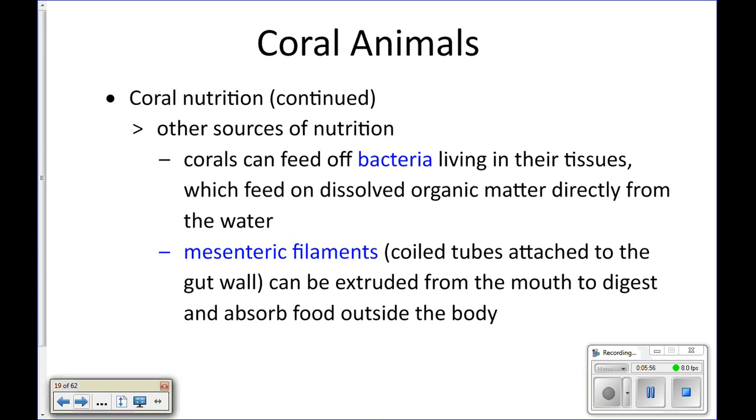Okay. They also have these things called mesenteric filaments. Those are coiled tubes inside of their gut, in their gastrovascular cavity, and they can extrude those out of their mouth and digest things outside of their body. It's also used as part of their defense mechanism, because if two corals get too close, they can actually fight. One coral will stick the mesenteric filaments out of its mouth and digest the coral next to it, or at least part of it. Okay, so they do fight, and that's one way that they can get their nutrition.